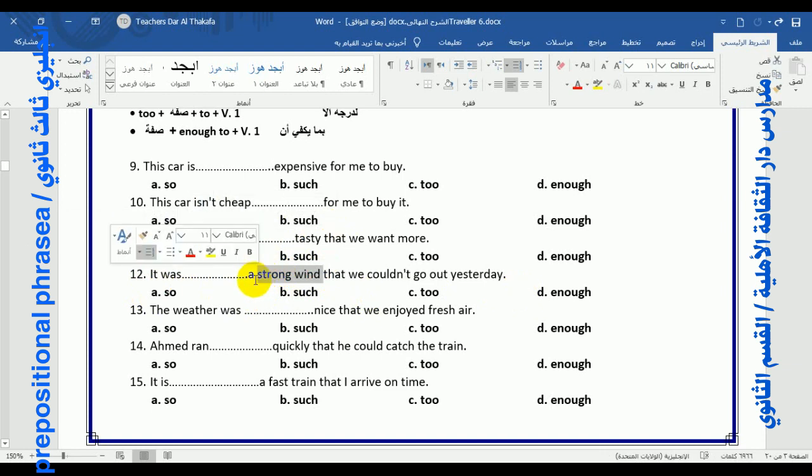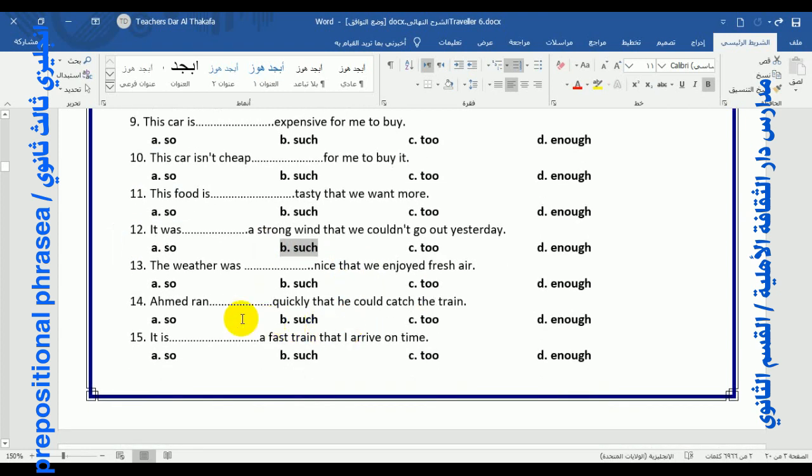It was so well, such well, too well, or enough? A strong wind that; we have 2 words, okay, such a strong wind that. Then the weather was such, to, or enough nice that? It's so nice that. But Ahmed ran quickly that, so or such? Yes, it's so quickly that.